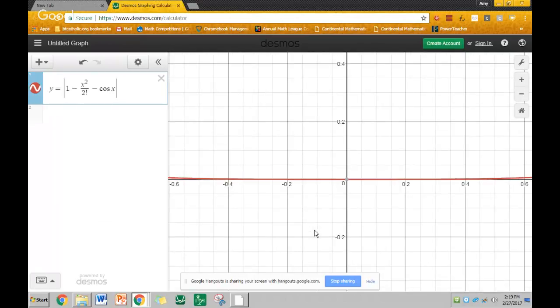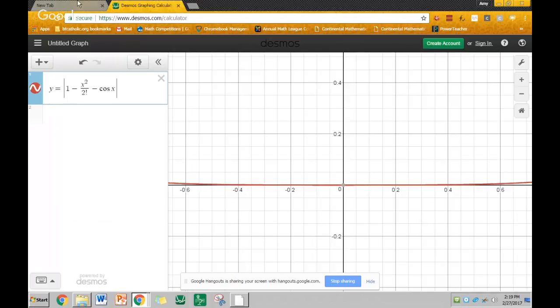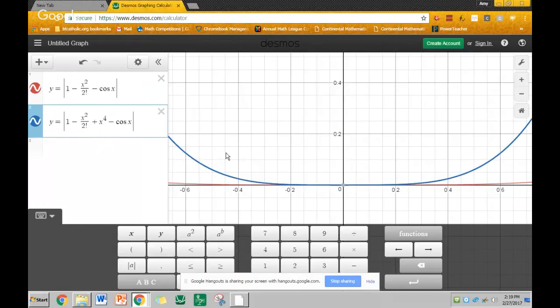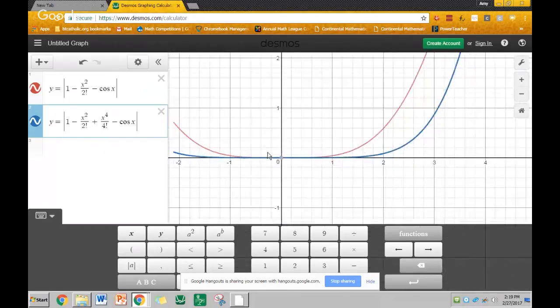So that's pretty good. What do you suppose happens? Can you copy this, control C, and then put that into the second one, and then we'll add another term. So this will be plus x to the 4th over 4 factorial. All right, so let's see what happens when we zoom out a little bit there.